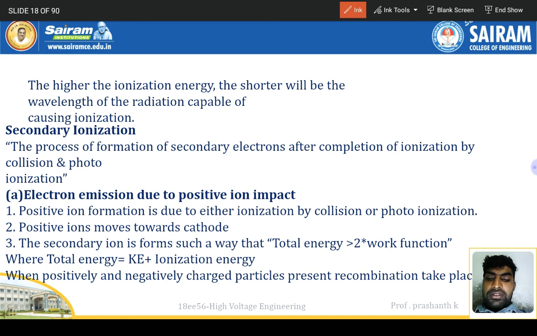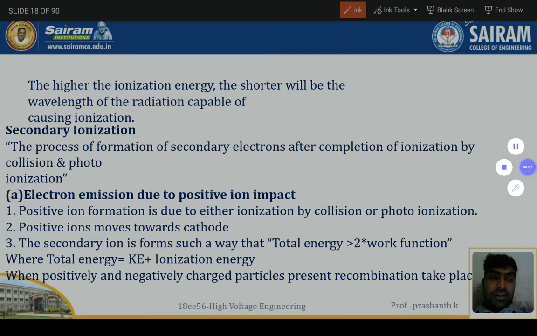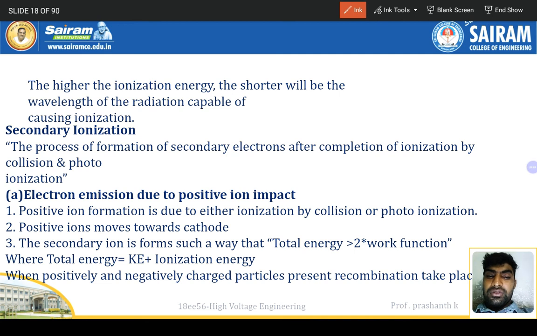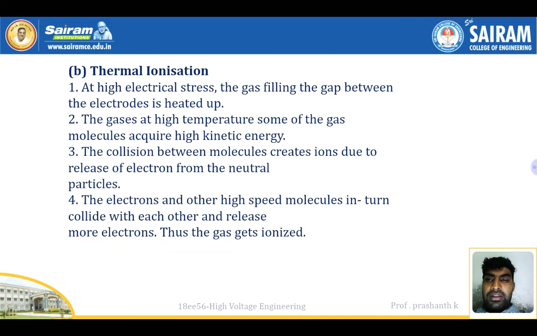When positively and negatively charged particles are present, recombination takes place. So I told you, there will be recombinations. If you pass high voltage, what happens? Movement of electrons must be there, and the ionization process will be occurring.